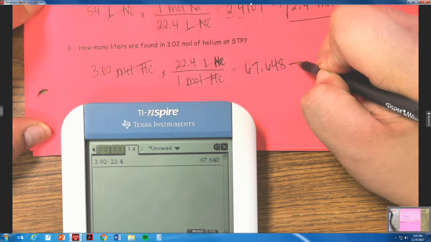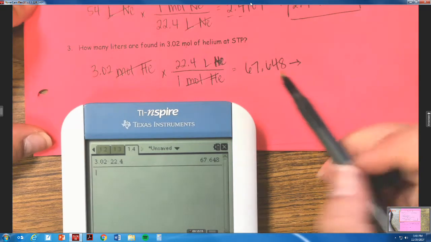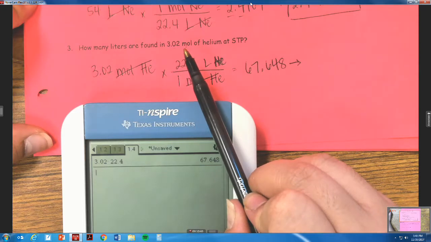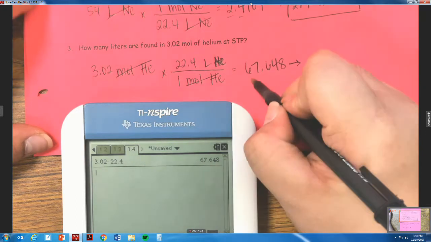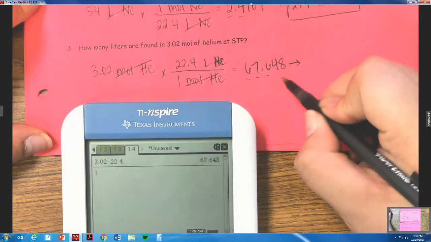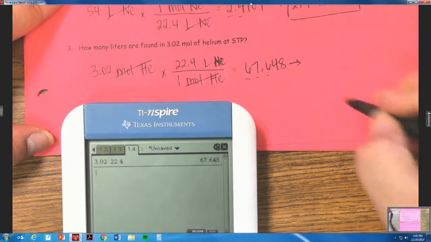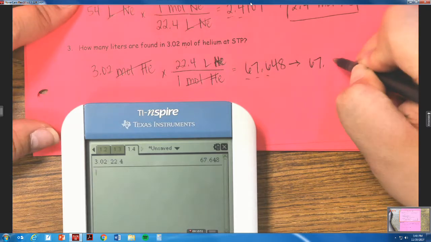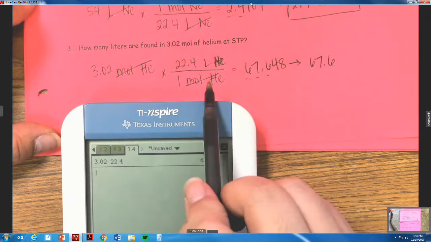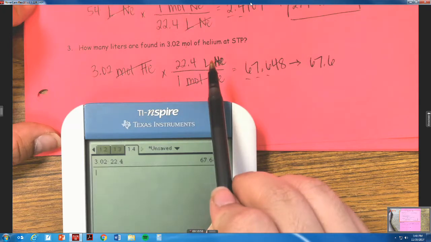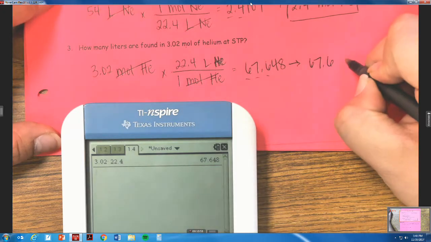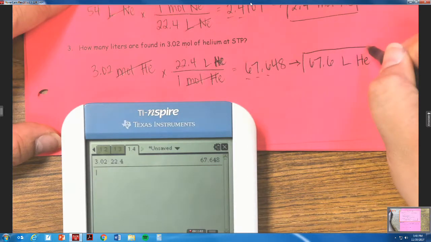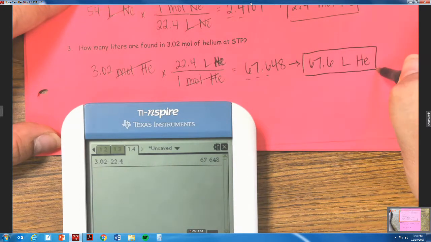67.648. And then, of course, we want to check significant figures for our answer. We have 1, 2, 3 significant figures in our problem. So 1, 2, 3. What does that 4 do to that 6? It stays the same. So 67.6, and then of course the only unit we have left is liters of helium. So liters of helium. And that is our final answer.